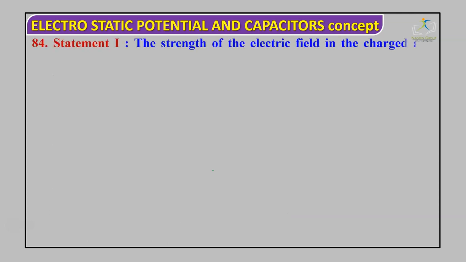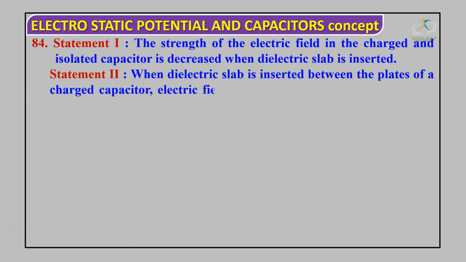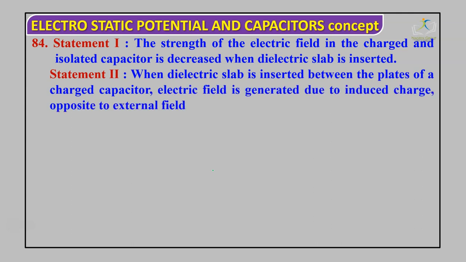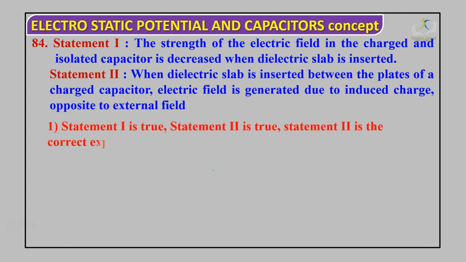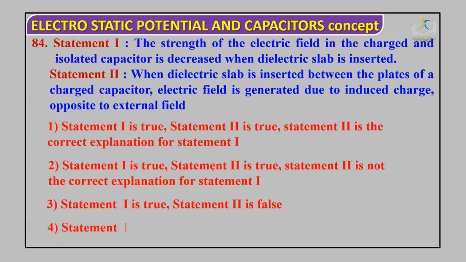Question number 84, we have an assertion type question. The first statement: the strength of an electric field in a charged and isolated capacitor is decreased when a dielectric slab is inserted. Second statement: when a dielectric slab is inserted between the plates of a charged capacitor, an electric field is generated due to the introduced charge, opposite to the external field. Statement first is true, statement second is true, and statement second is the correct explanation of the first. This is an assertion type of question, which mostly comes in the exam. Statement 1 is true, statement 2 is true, statement 2 is not a correct explanation of the first. Statement first is true, statement second is false, and statement first is false, statement second is true. The correct answer for this question is option first. Let us see how it is possible.